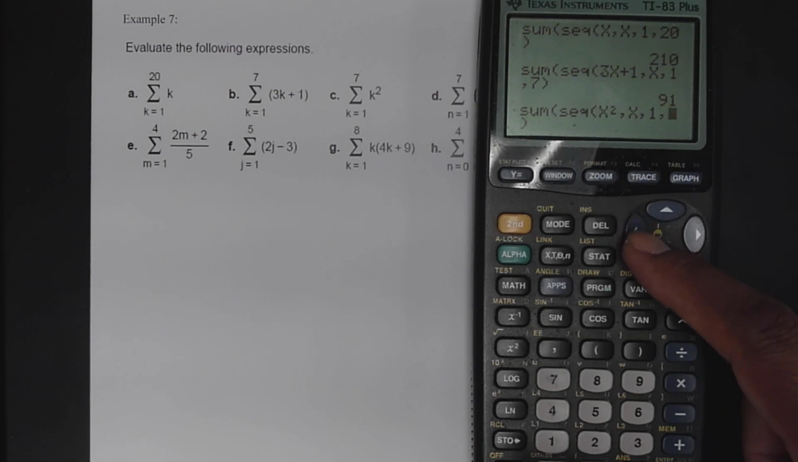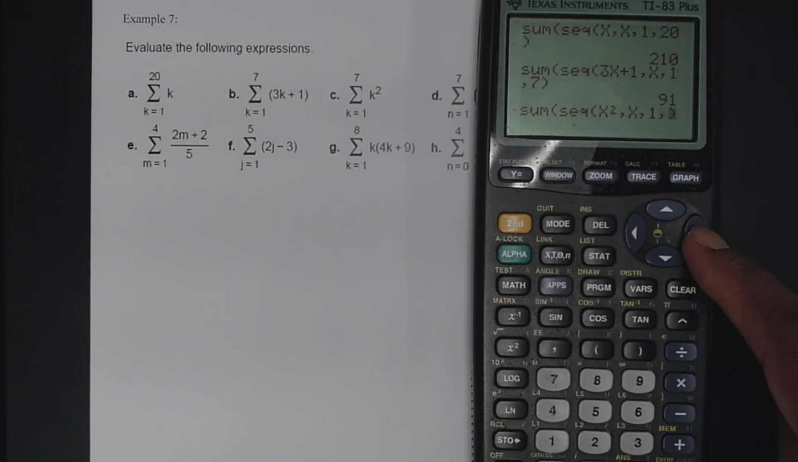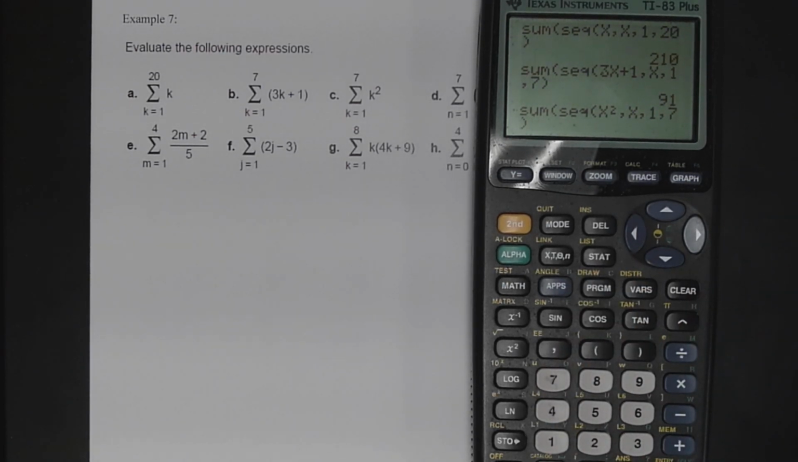Okay, I got one too many commas here, so I need to delete that. There we go. And then finally press enter. And you'll get that answer of 140. So the summation for k equaling from 1 to 7 of k squared will be 140.